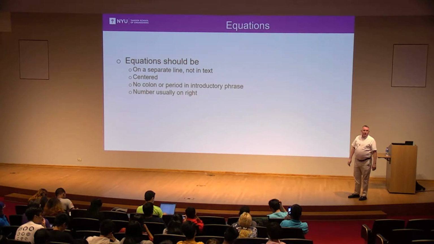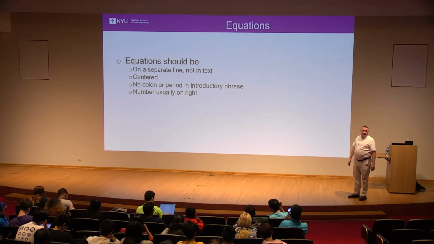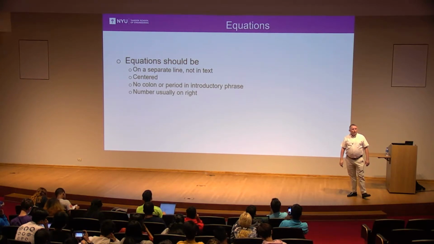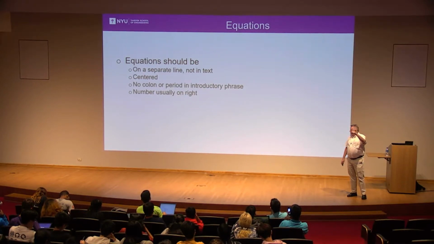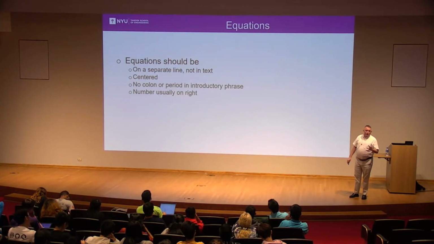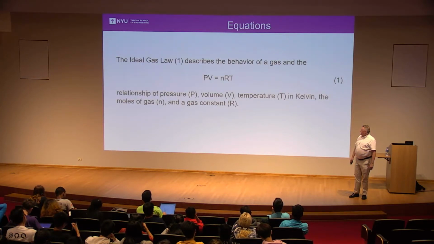So the equation should be on a separate line. It's not in the text. It's on a separate line. It's centered. There's no colon or period in the sentence that is sort of introducing that equation. And the number, usually on the right for this class, it should be on the right. And so this is what it should look like.